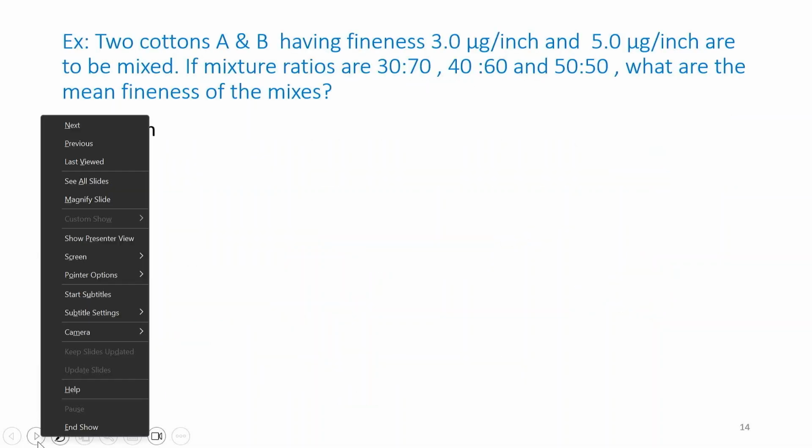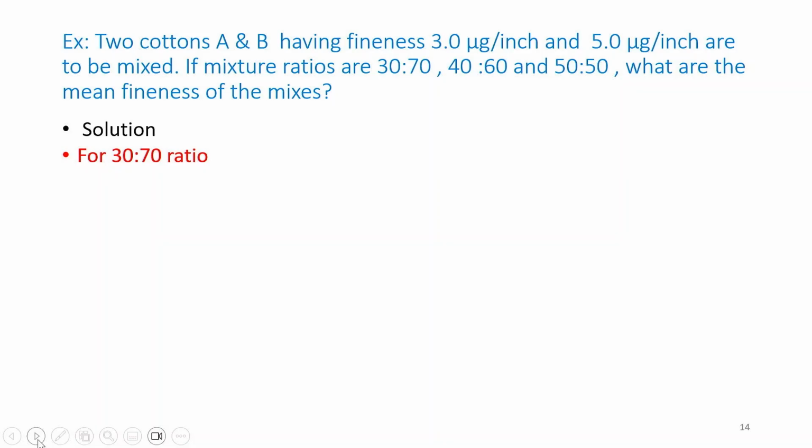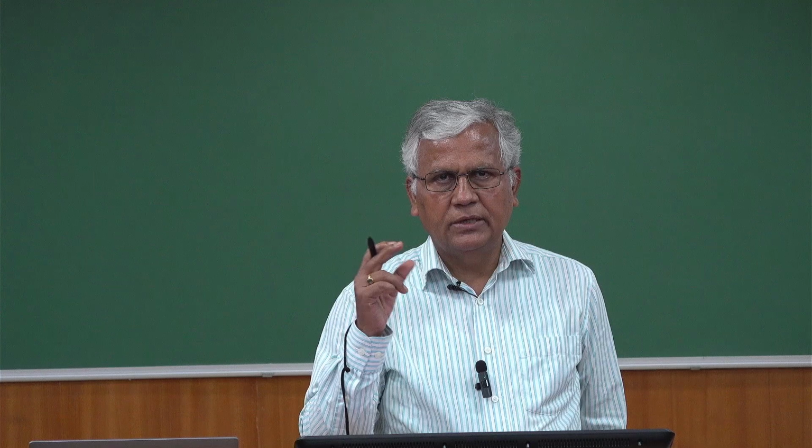In the example with two fibers, suppose cotton A and B have a fineness of 3 microgram per inch and 5 microgram per inch and are to be mixed. The mixture ratio, let us say 30-70, 40-60, 50-50. What are the mean fineness of the mixes? When the mixture ratio is 30:70, that basically means I have 30% of 3 microgram per inch fiber and 70% of 5 microgram per inch fiber.